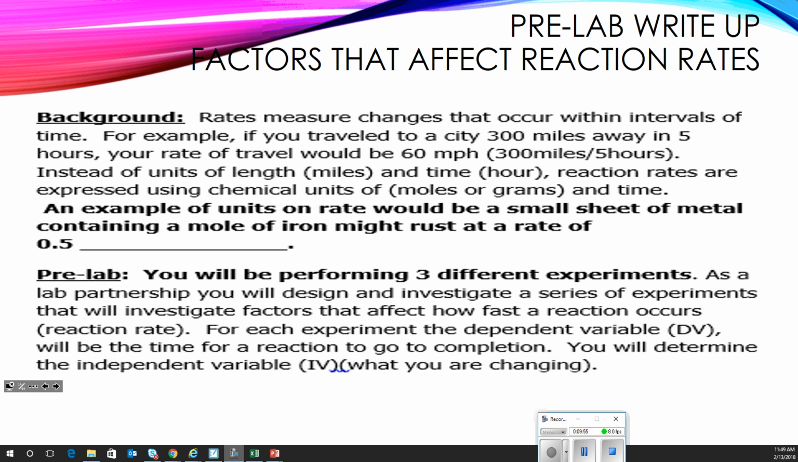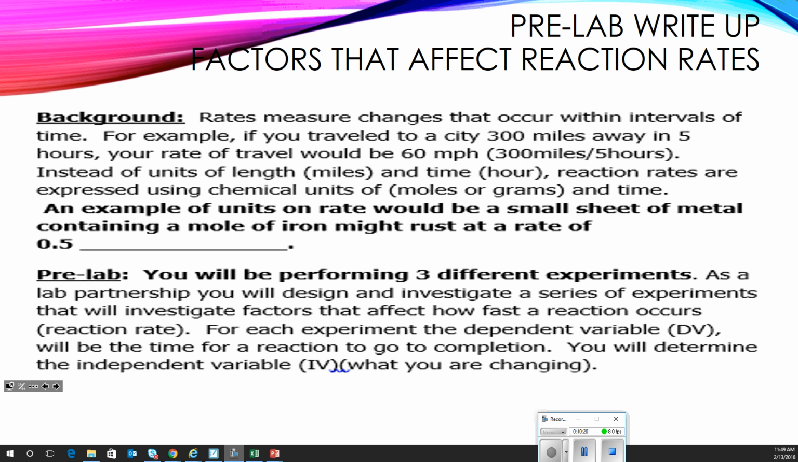Okay, so what we're going to be doing is a lab with rates. Rates just means how much something changes over time. So if I were to travel 300 miles in 5 hours, I'd be going about 60 miles per hour. Miles divided by hours. We already know this rate. But in chemistry, instead of using miles and hours, we use a unit of either moles or grams versus time.